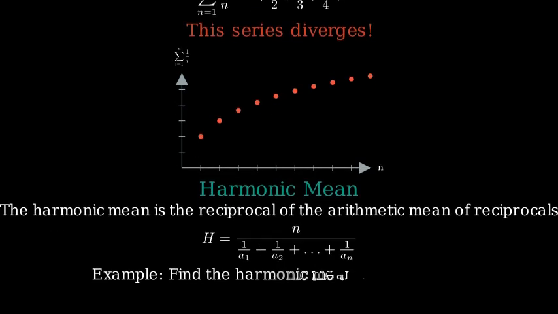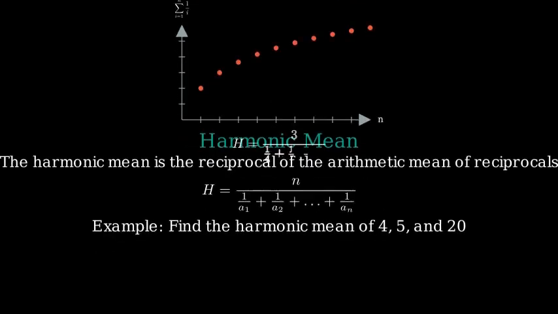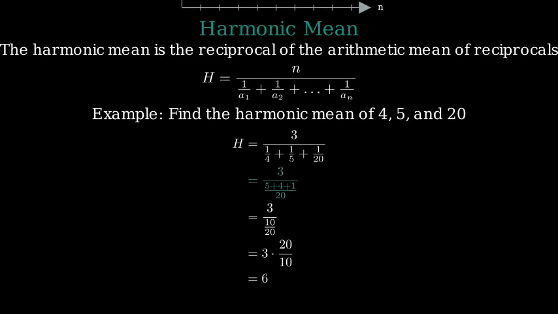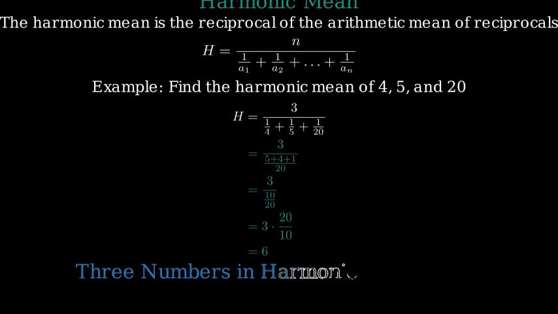For example, let's calculate the harmonic mean of 4, 5, and 20. We get h equals 3 divided by 1/4 plus 1/5 plus 1/20, which equals 3 divided by 5 plus 4 plus 1 over 20, which equals 3 divided by 10 over 20, which equals 3 times 20 over 10, which equals 6. Let's look at another interesting property of harmonic progressions.